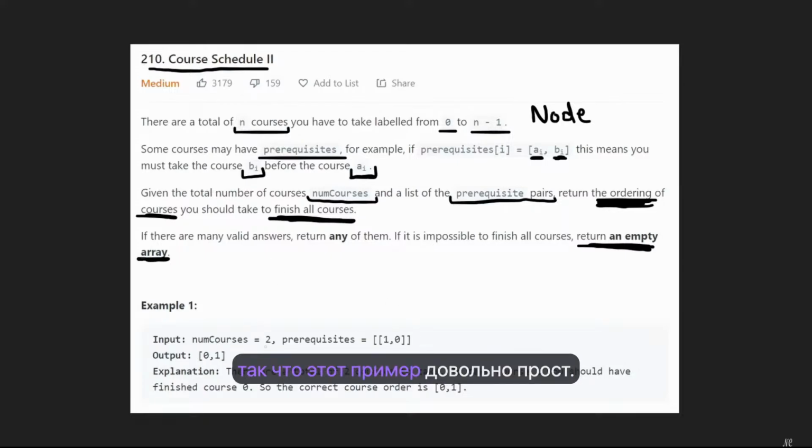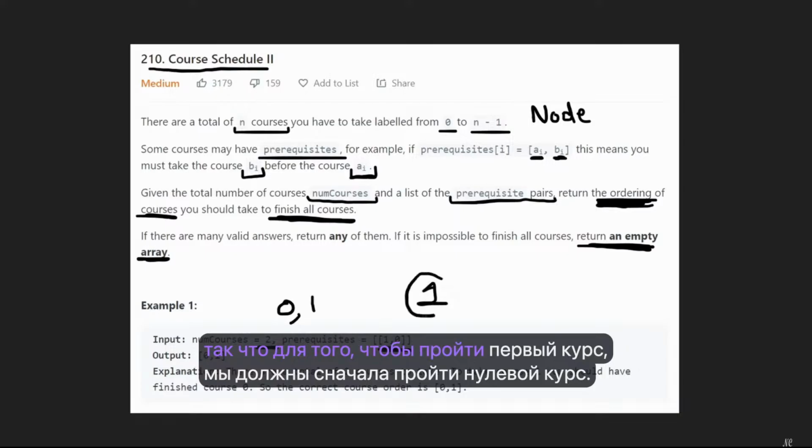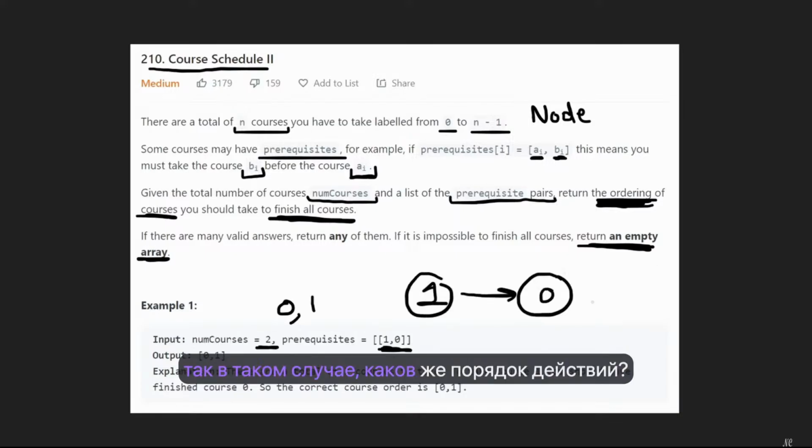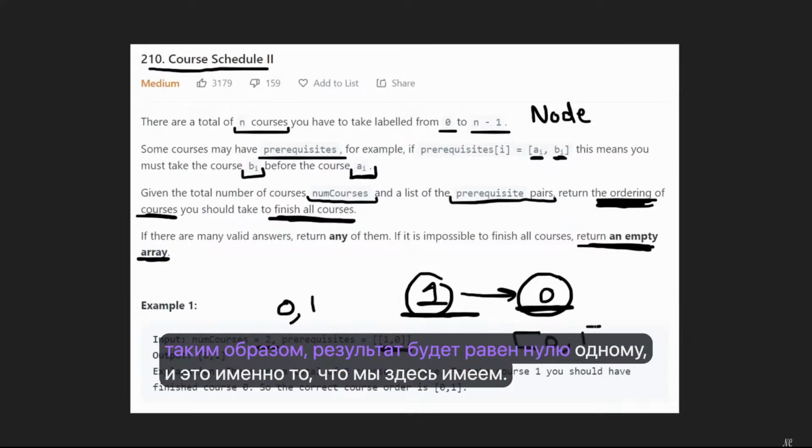So this example is pretty simple. We're given two courses, 0 and 1, and the prerequisite is, so in order to take course 1, we have to first take course 0. So then in that case, what's the order? Of course, we have to take 0 first and then course 1. So the output is going to be 0, 1, which is exactly what we have over here.